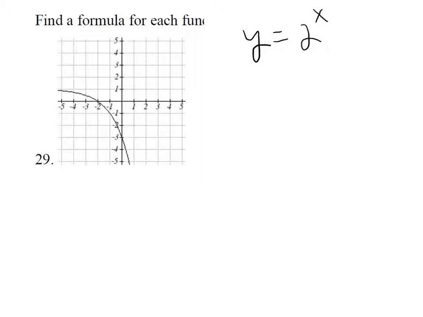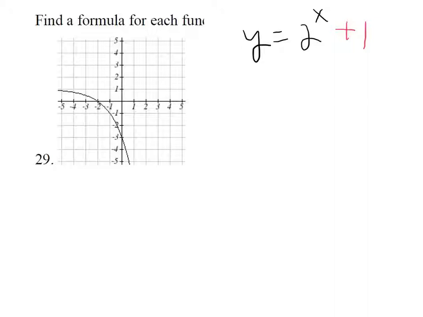Because if it was just reflected around the x-axis, it would look something like this red line. Okay, so I see it's been shifted up this up one. So I'm going to add 1 to that. Okay, so far so good. So I ought to see if it's been stretched at all, because it could have been shifted left or right. It could have been stretched.